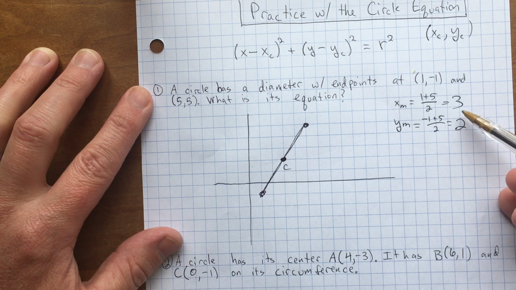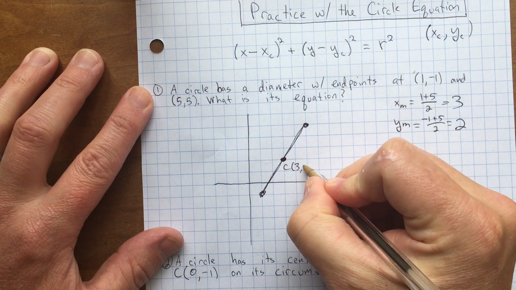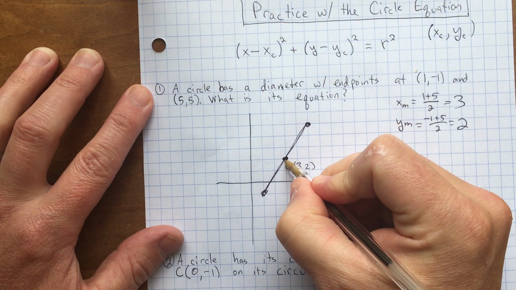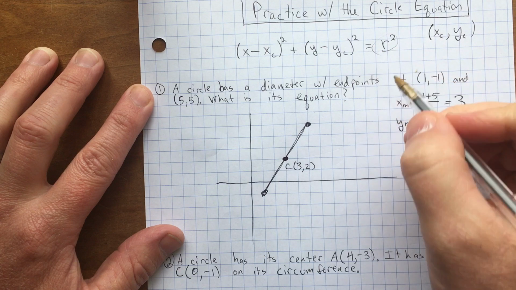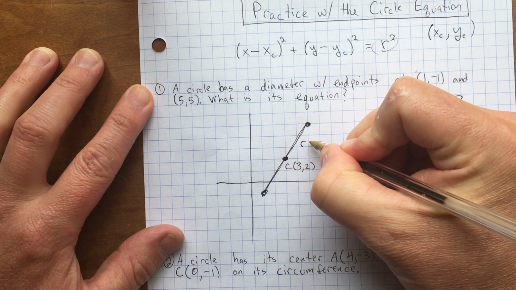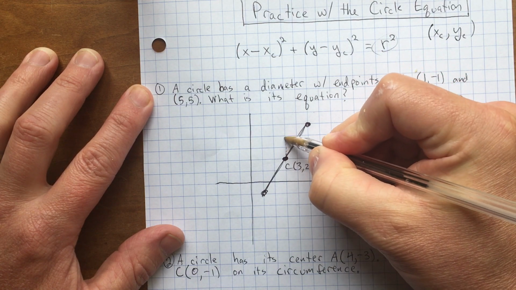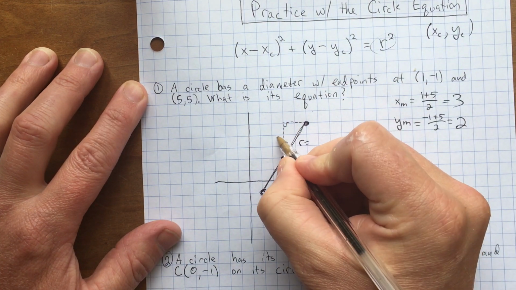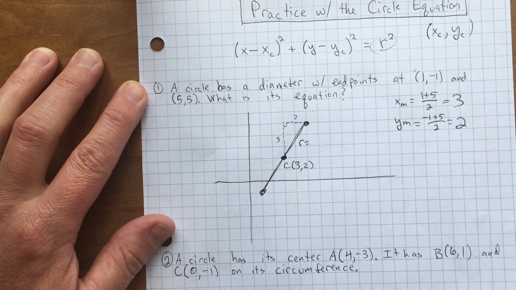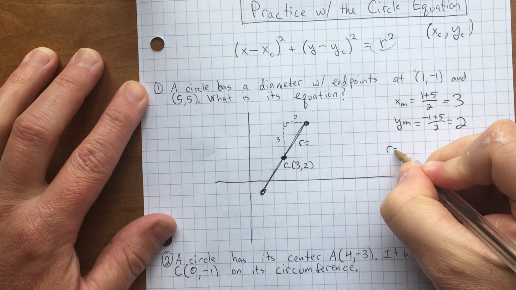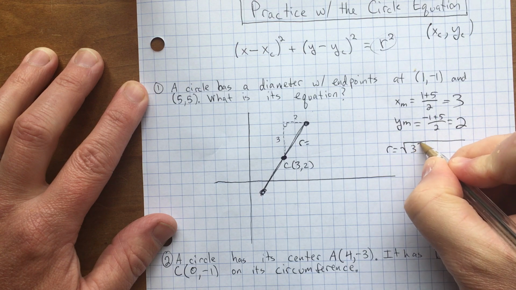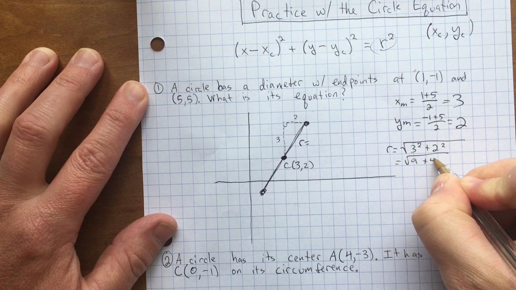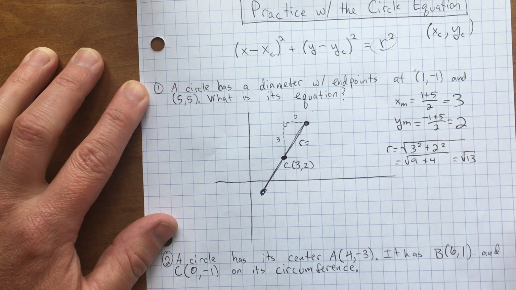And I also know that, since the coordinates of the center are 3, 2, that's going to be part of my equation. The only other thing that I need to write the equation of the circle is to figure out what the radius is. And the radius would be this length here. And it's an irrational number, but if I use the distance formula, if I think of that as a right triangle, I can see that it goes up 3 and over 2, right? So let's see here. The radius would be the square root of 3 squared plus 2 squared, which is the square root of 9 plus 4. So the radius is the square root of 13.